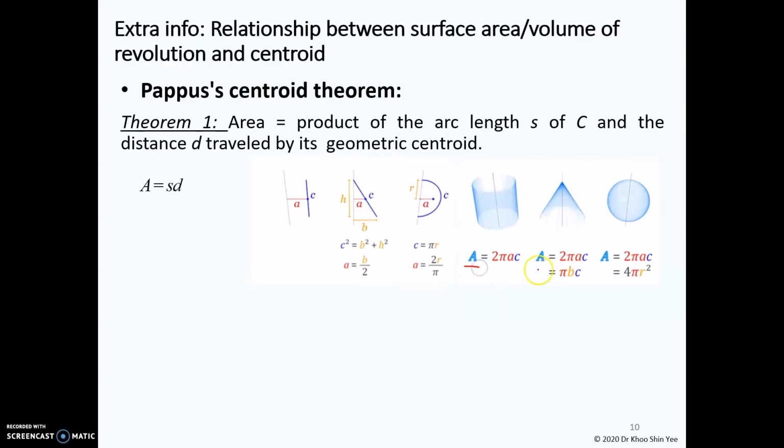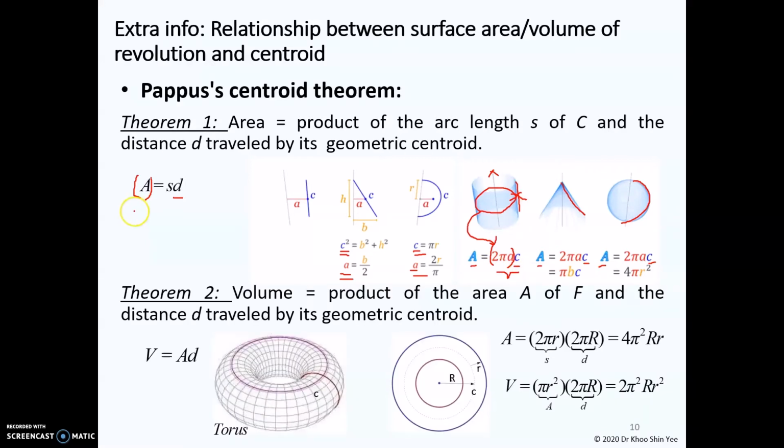With that, you can obtain the surface area for these 3 geometry is equal to the arc length, which is the c here, and you can draw it like this, and multiply with the distance traveled by the centroid. So you know the centroid for this arc length, and then you rotate it with 360 degrees with respect to the axis of rotation here. So by doing this, the distance of the revolution here is equal to 2 pi a. So you can see that the area can be computed by using this formula. We can use this formula to find the surface area for this object.